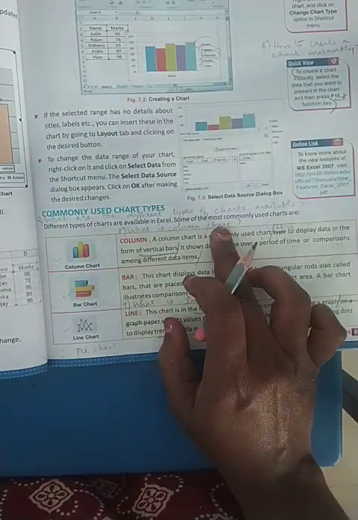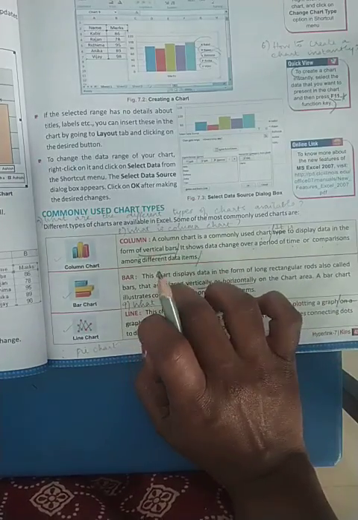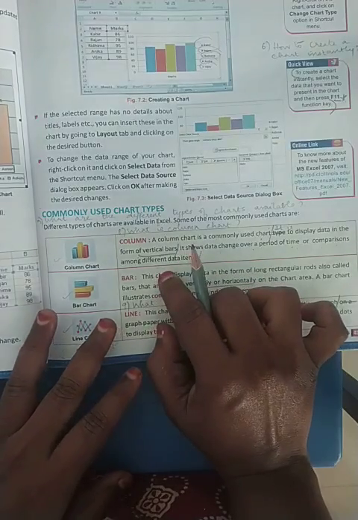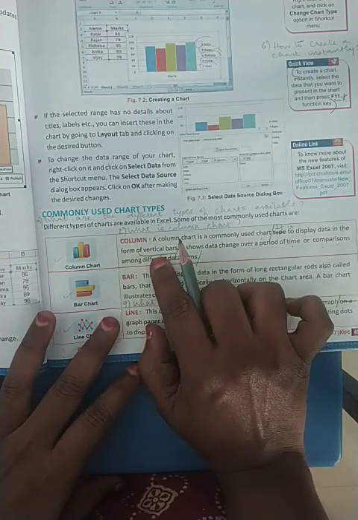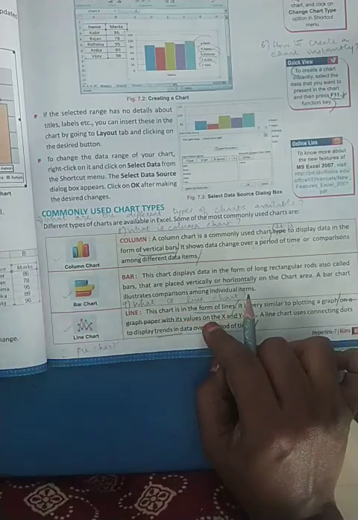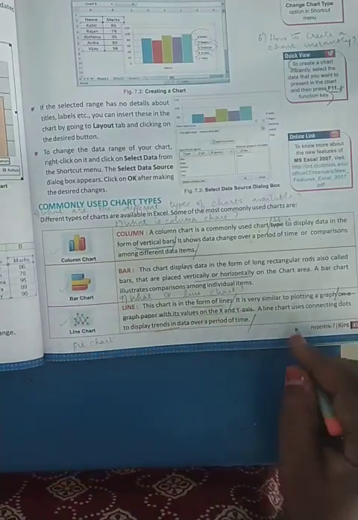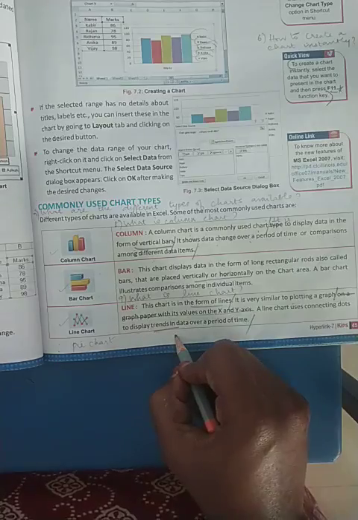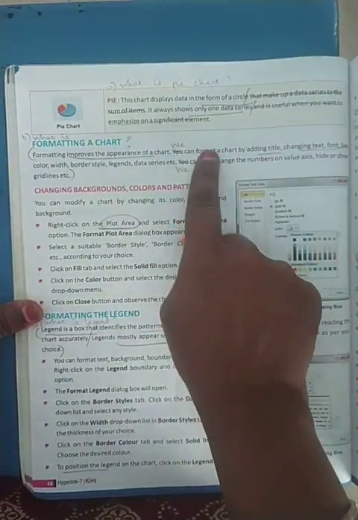Then what is a column chart? You should write the column chart is the commonly used chart. It represents the data in the form of columns or vertical bars. Okay, then what is this line chart? Line chart will represent the data in the form of lines. Okay, it is similar to plotting a graph. Then it will be connecting the dots and it will display the trends. Okay, coming to what is this pie chart? Pie chart will display the data in the form of a circle and it will be showing only one data series. You will not have two data series. You will have only one data series.